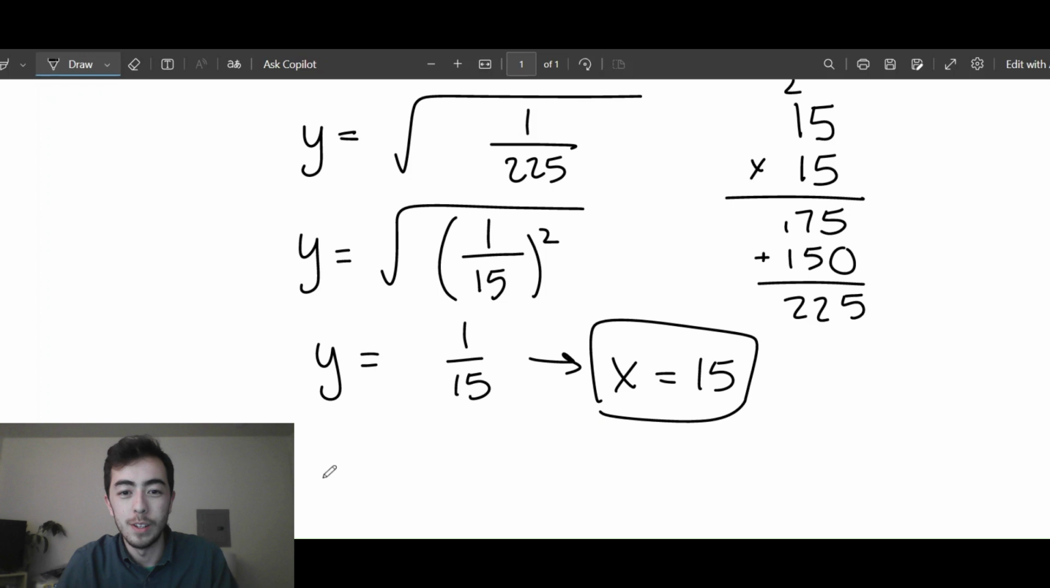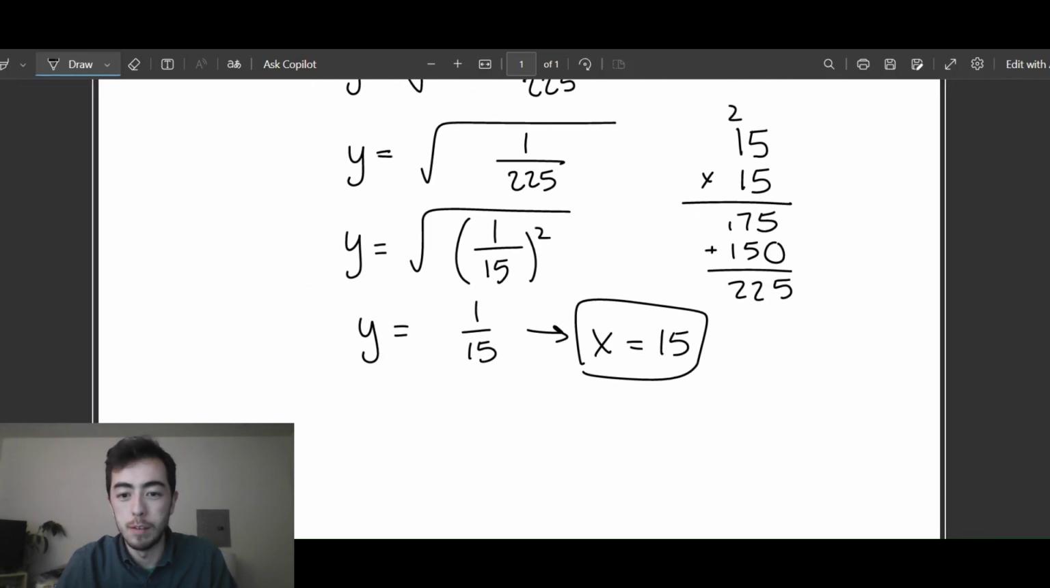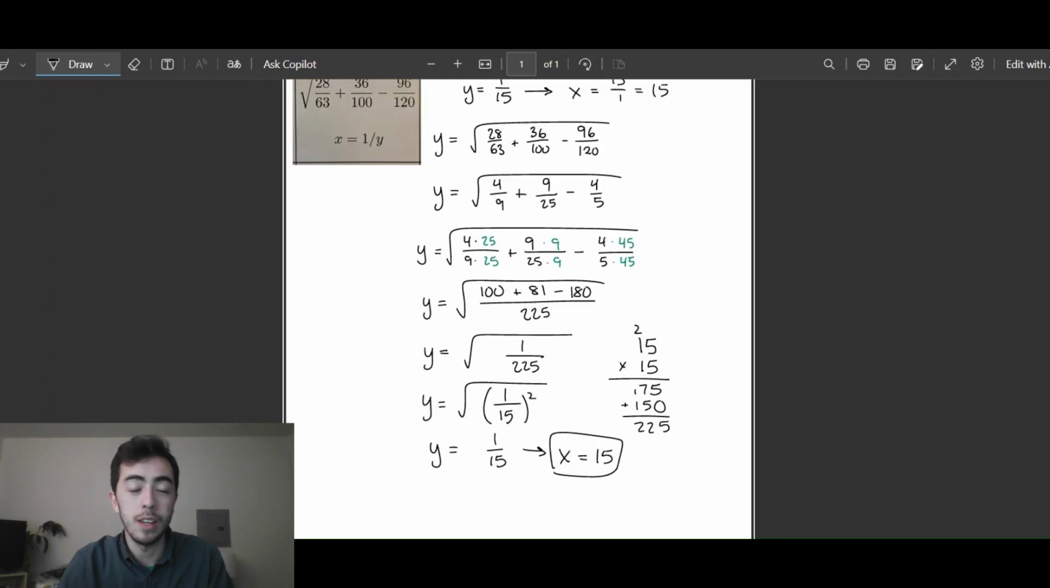Cool. So that was some fun fraction math. I'm surprised that it simplified down so nicely, but I guess it had to because the answer was a whole number. So x is 15, that's my solution, and we're all done.